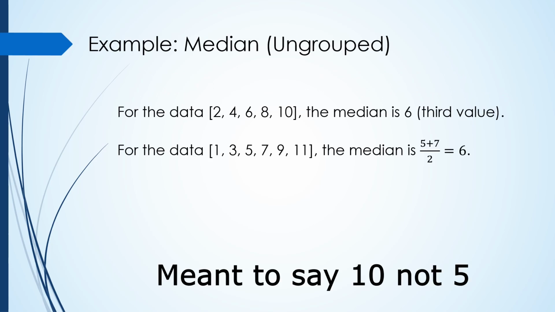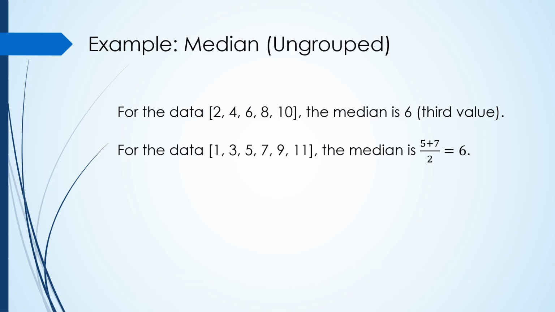Let's look at these examples. For the data 2, 4, 6, 8, and 5, which is an odd number of values, the median is 6, which is the third value. For the data 1, 3, 5, 7, 9, 11, which is an even number of data points, the median is 5 plus 7 divided by 2, which is equal to 6. Notice the median is the same, but the data set is different.